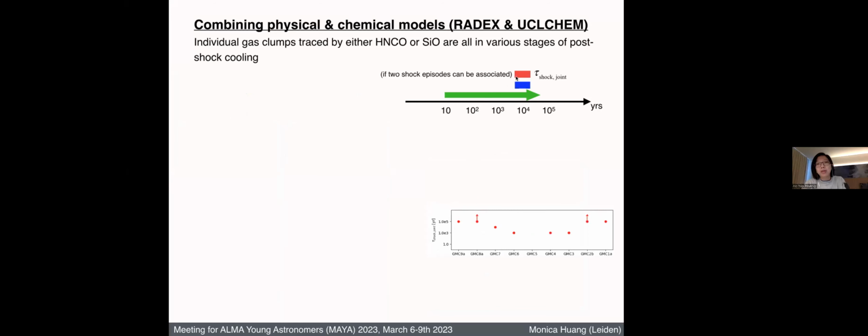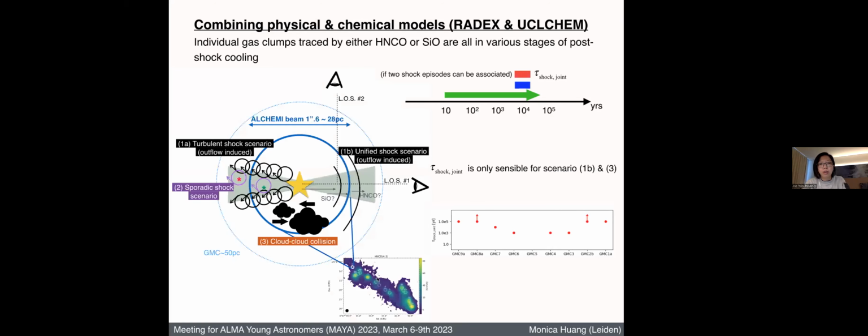So in the end, we also plotted the distribution of joint shock time scale across all the CMZ, and we actually found there seems to be a distribution. This is quite interesting because we know that the CMZ of this galaxy is hosting a very large scale outflow that's driven by starburst episodes. So this could be associated in a certain way.